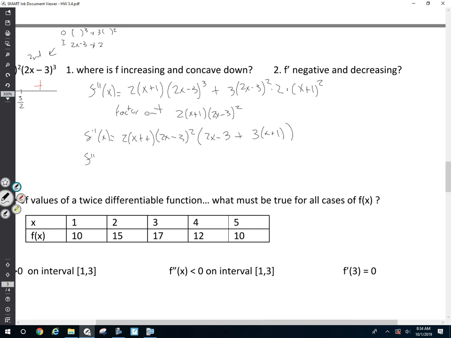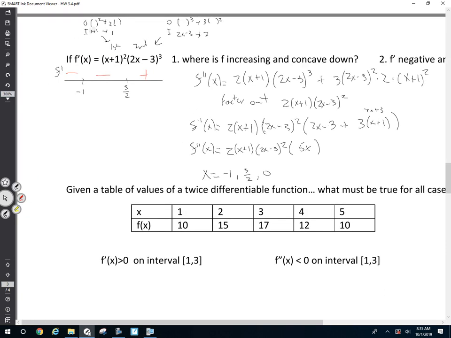Okay. Simplifying that, I get 2 (x plus 1), (2x minus 3) squared. This is 3x plus 3. So that's 5x. Oh, minus 3 plus 3. That's gone. Okay, great. It's actually not that bad. We get x equals -1 is important. 3/2 is still important, but now 0 is important.